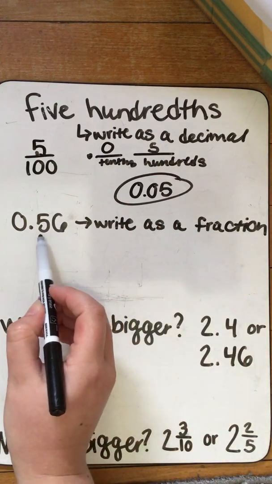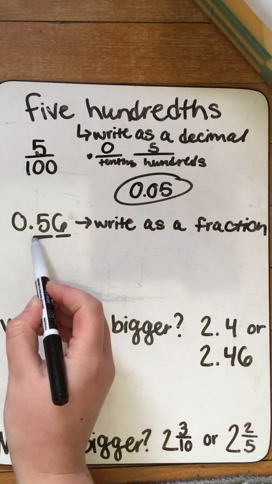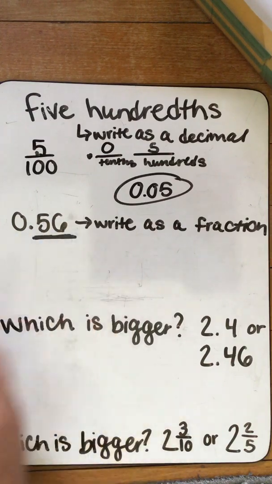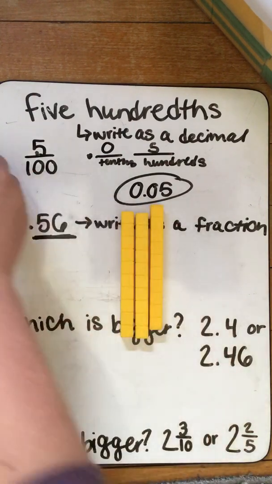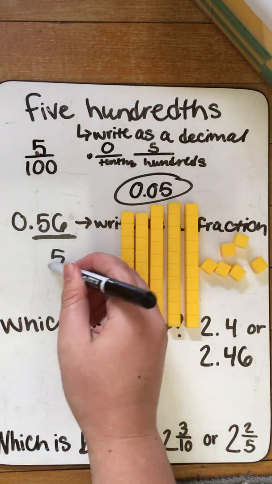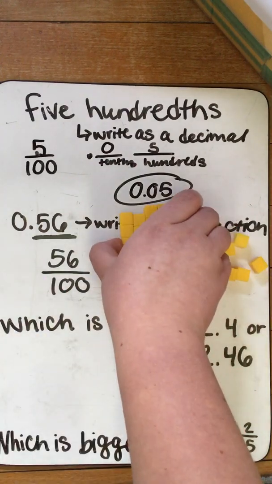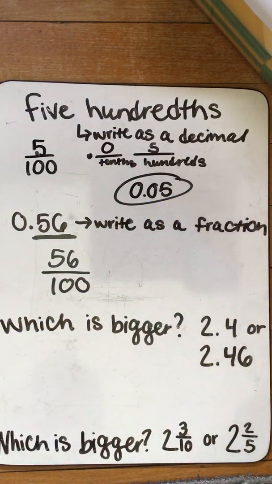Okay, well, we have 5/10ths and 6/100ths, or 0.56. It looks like this: 56/100ths. So it's just 56 out of 100. We're going pretty fast through these.